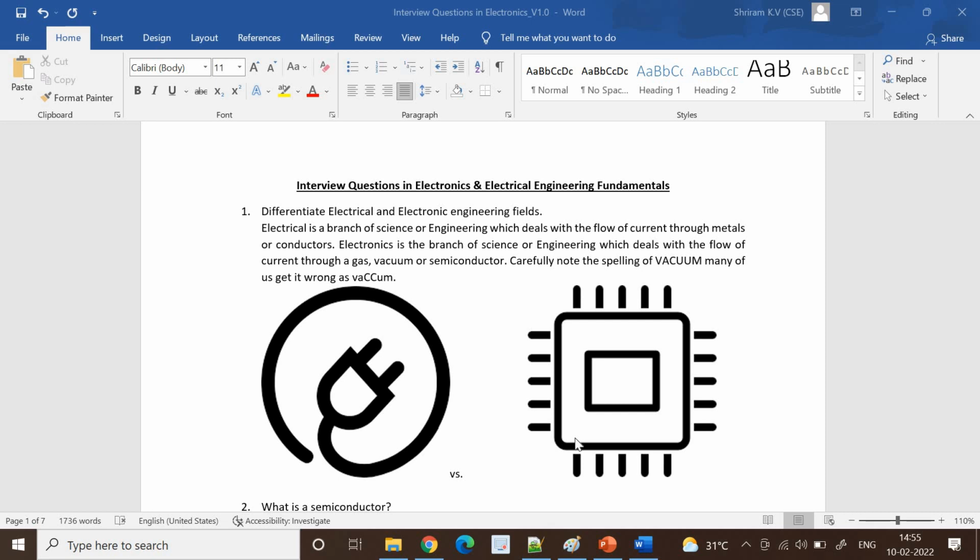Please remember, in the first case, electrical engineering, it is the flow of current through the conductors or metals. Electronics, on the other hand, is the flow of current through the gas, vacuum or semiconductor. And you need to note the spelling of vacuum, most of the time we do make a mistake there.